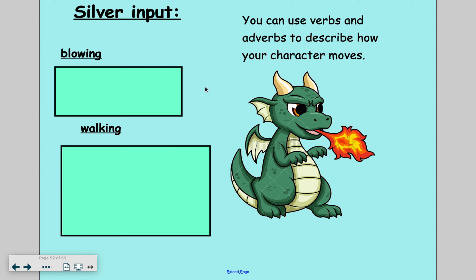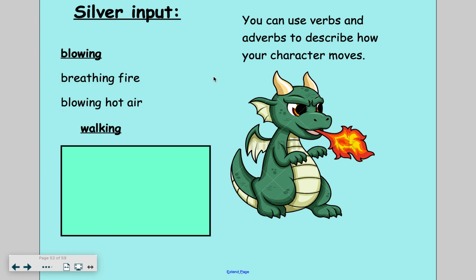Okay, so can you use verbs and adverbs to describe how your character moves? Okay, so we're going to think about blowing and walking. Okay, so blowing is something that a dragon does because it blows out flames. And how does it walk? So let's have a look at a couple of examples. Let's look at the blowing.